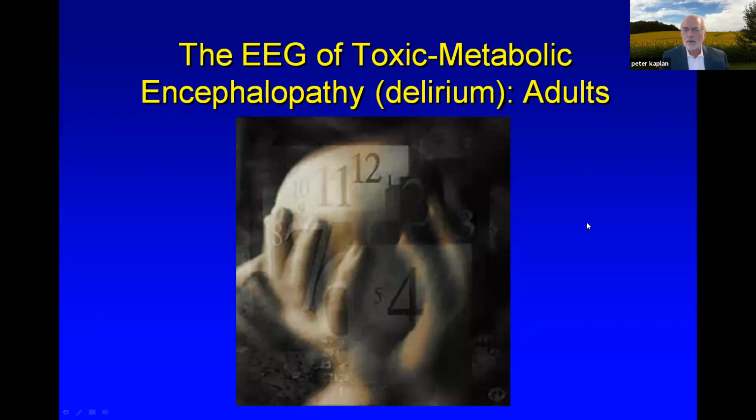I'm going to talk about the EEG of toxic metabolic encephalopathy or delirium. One point on that: for neurologists in the United States, encephalopathy is the word used for confusional states, whereas in the rest of the world and in psychiatry, delirium is the term, but you should probably think of them as roughly the same thing.